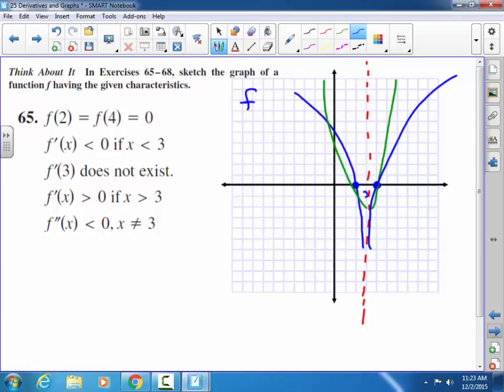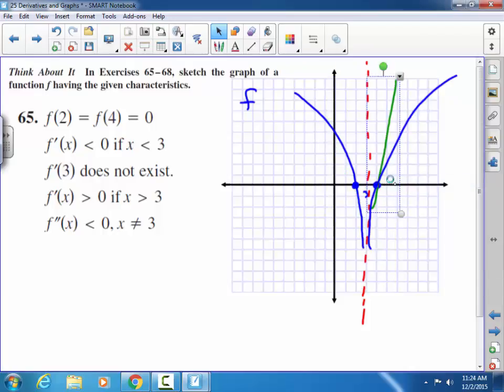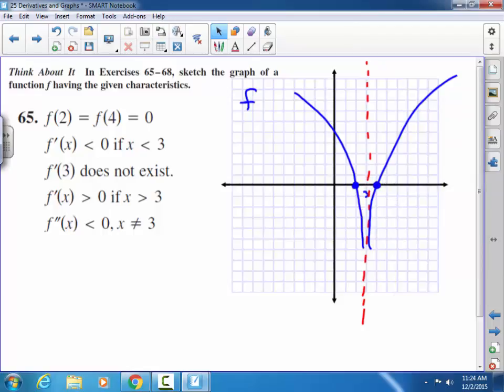All right, now the last thing says the second derivative is less than 0 everywhere except 3. Does that help you? What does that tell you? The blue. Has to be the blue, because the second derivative tells us what? It's concave down. Concave up would tell us that it holds water. The green looks like it might hold water, so the green's not going to be right. We're going to get rid of it in both cases. So our graph should look something like that, we think.